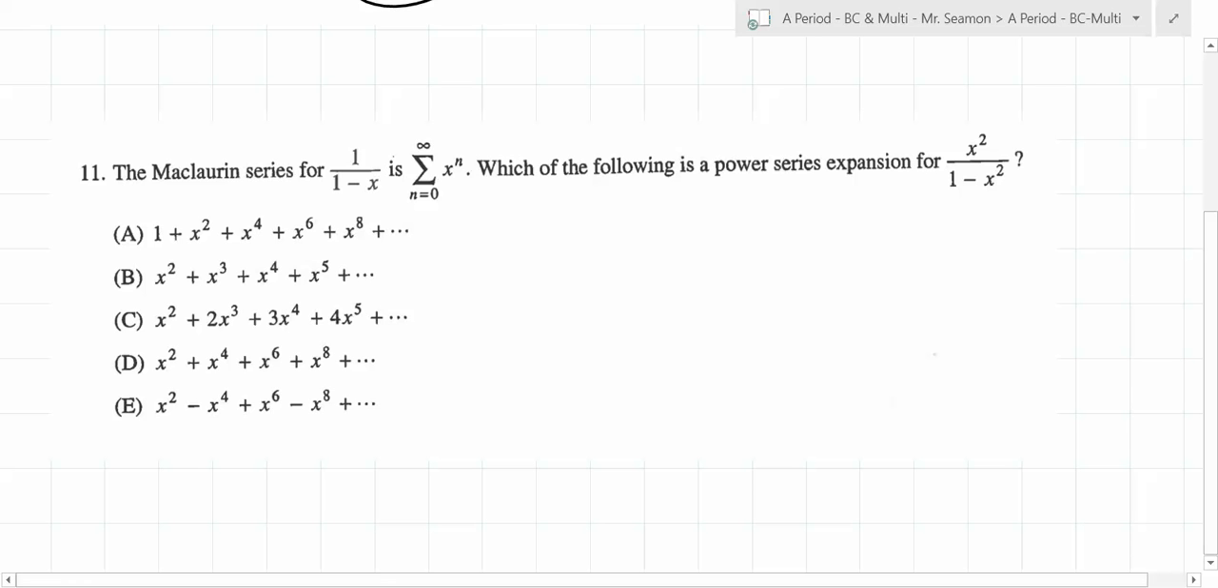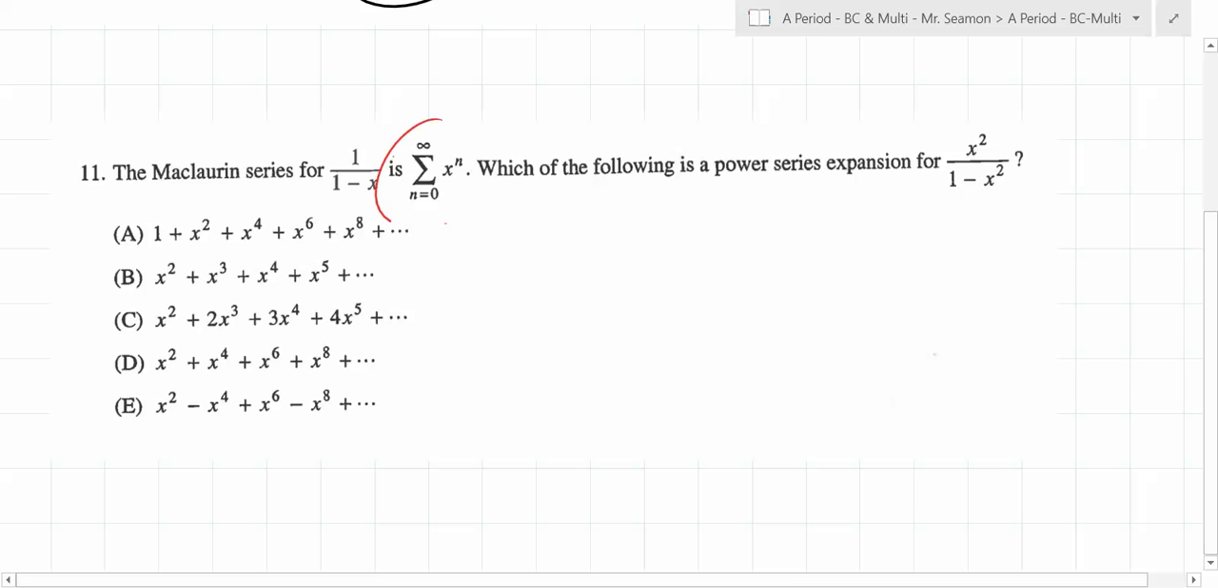It gave you the Maclaurin series, right? So which of the following is a power series expansion for x squared over 1 minus x squared? So literally what's happening? Substitution. What are you plugging in where? You're plugging in x squared as x. You're plugging in x squared as x, right?